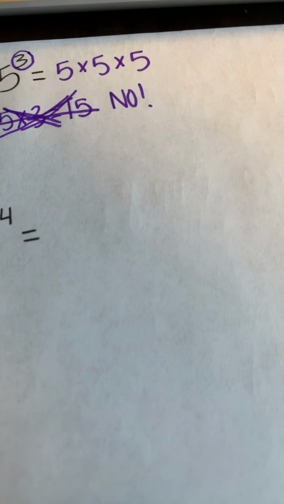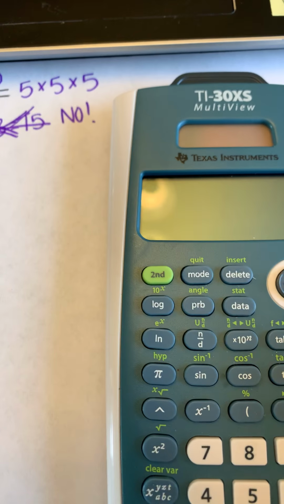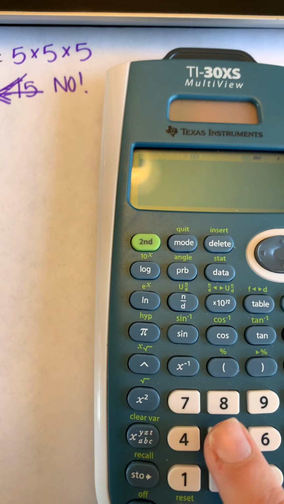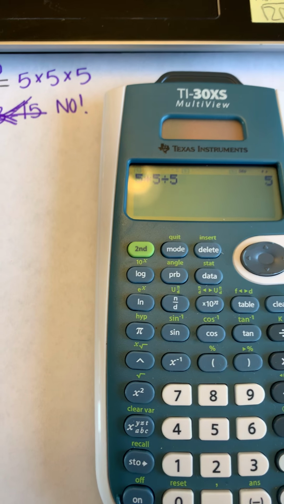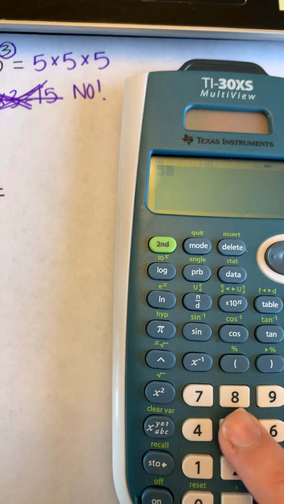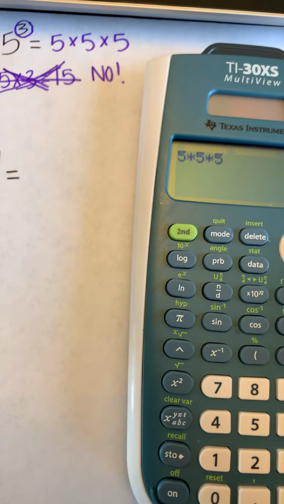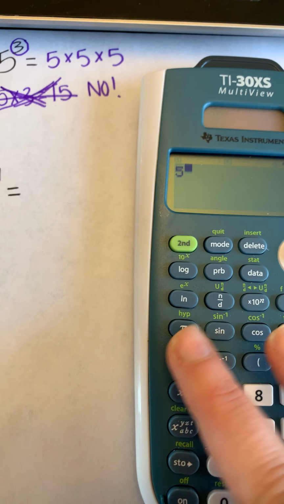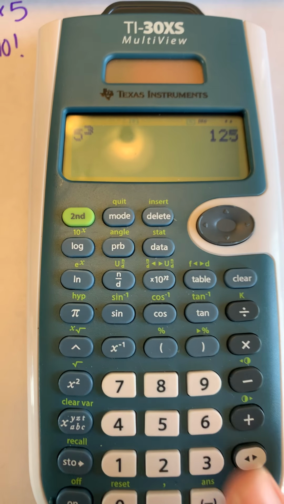Now, that's a lot of work, and I don't know what 5 times 5 times 5 is, so I'm going to get out my calculator. In my calculator, I can do this two ways. I could do 5 times 5 times 5 and get 125. Or I can do 5, hit this up arrow so that my little square shoots up to the top, and then put a 3. And I get 125.